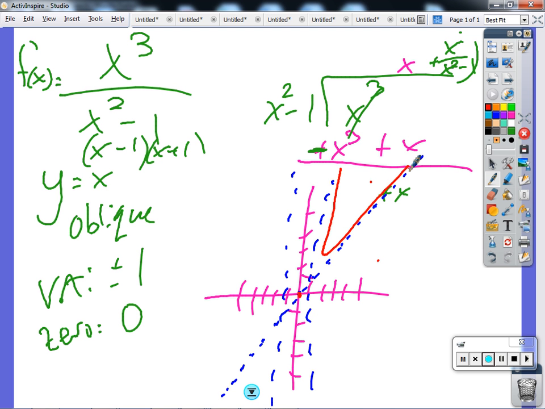Okay, pick a number between 0 and 1. A half. A half cubed is positive. What's a half squared? It's a fourth. A fourth minus 1 is negative. So a positive over a negative is a negative. So from here to here I am negative. It's kind of more curvy.